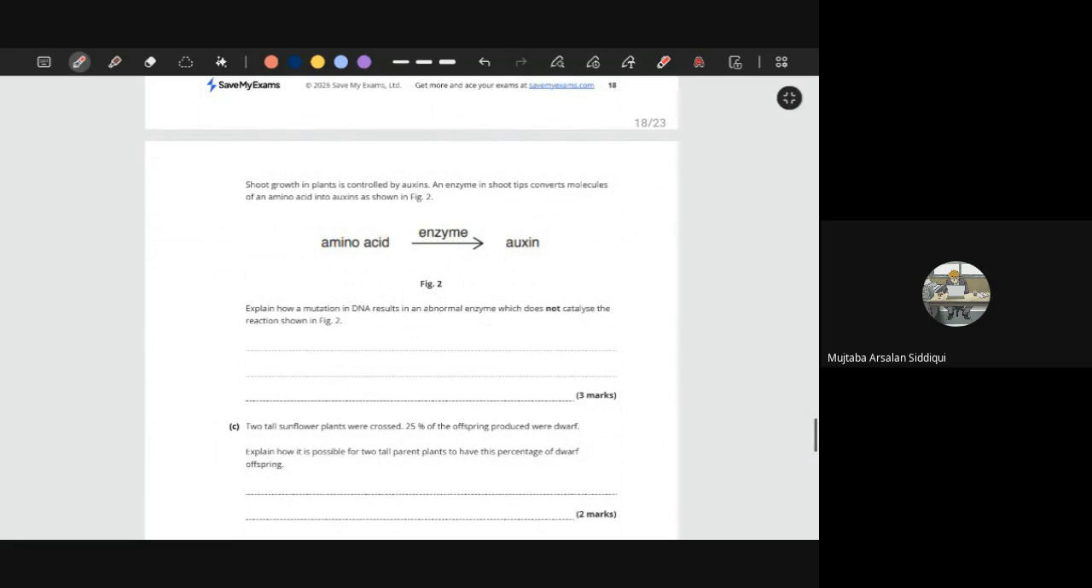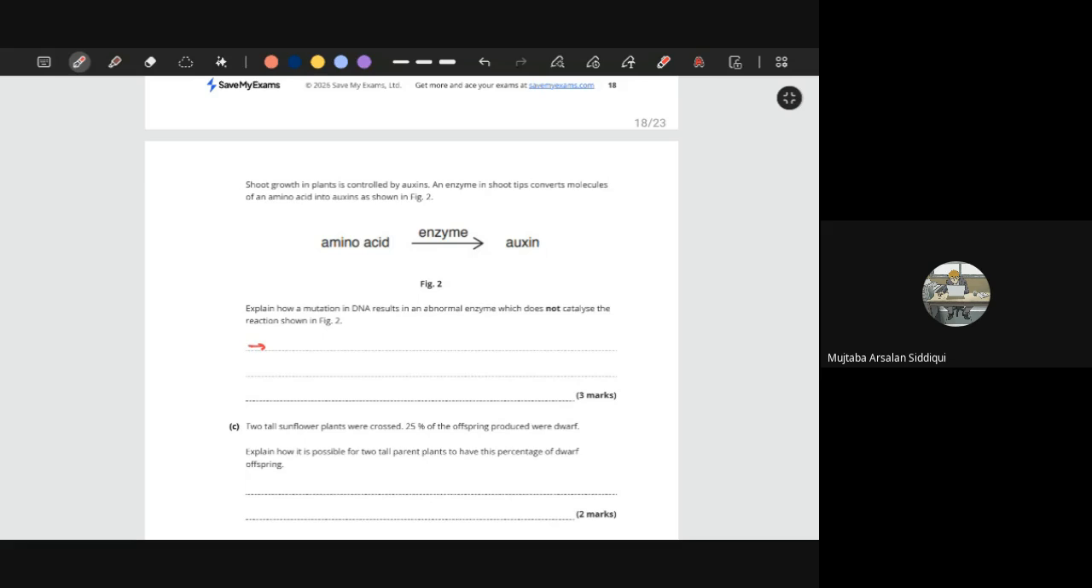Shoot growth in plants is controlled by auxins. An enzyme in shoot tips converts the molecules of an amino acid into auxins as shown. So auxins were what? Auxins were growth determining hormones, right? Do you remember? Explain how mutation in DNA results in an abnormal enzyme which does not catalyze the reaction shown in figure 2. Can you tell me this? A mutation results in.